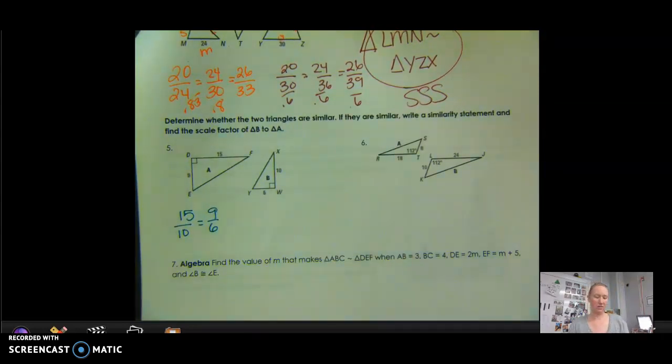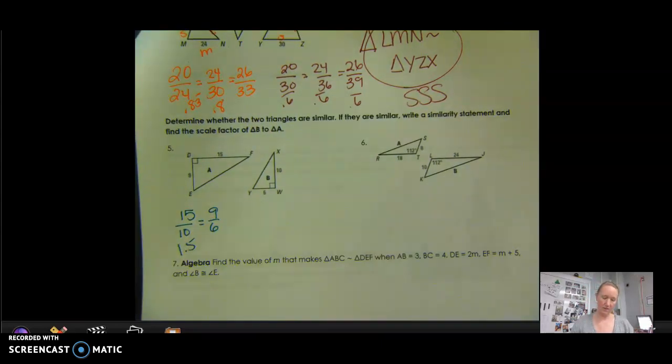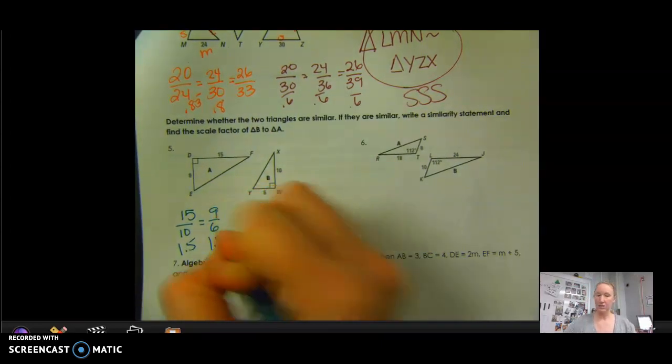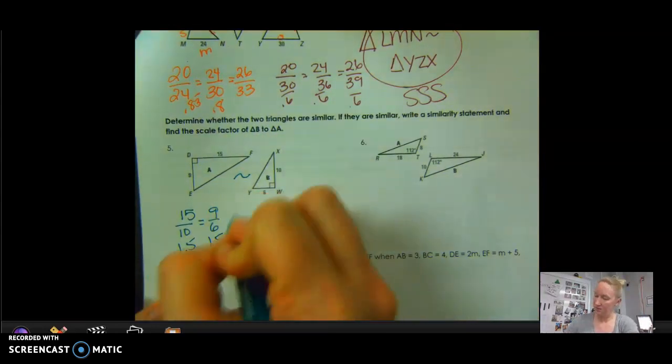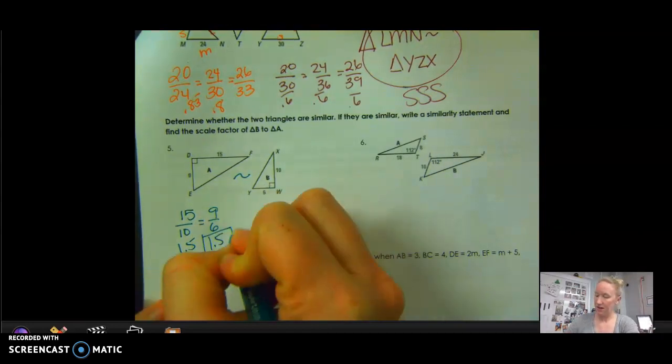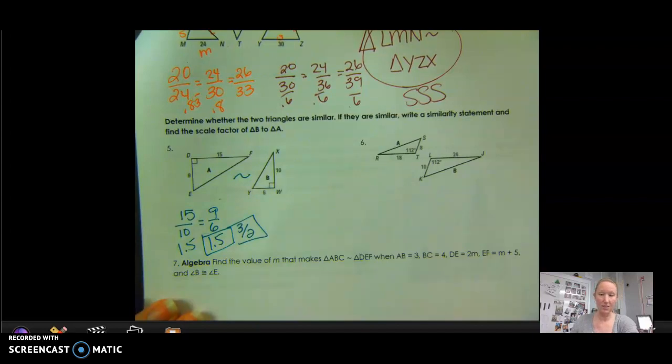So if I divide those, I get 1.5 here, and I get 1.5 here. So those two things are similar. Scale factor would be 1.5 or 3 over 2 if I reduced this fraction. That would be your scale factor.